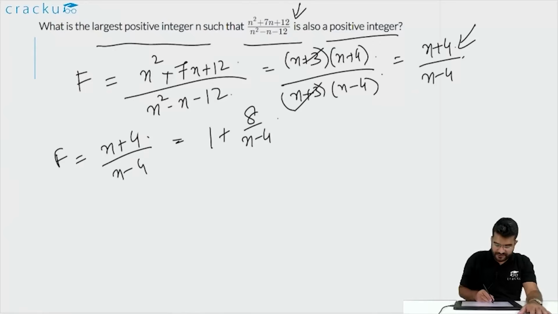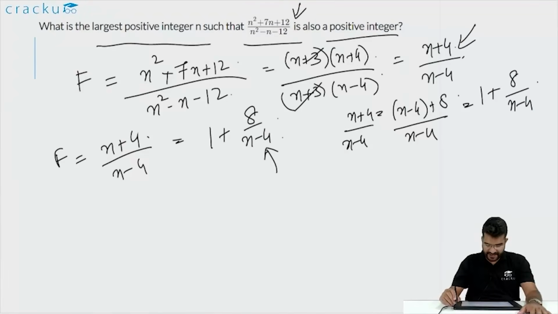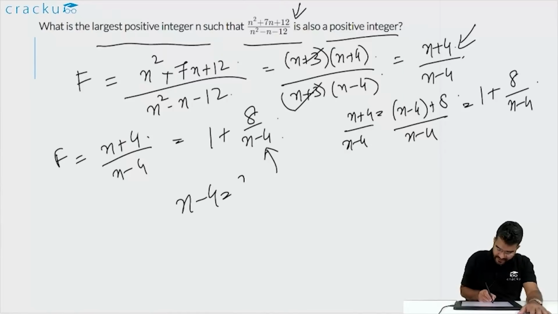How did we come to this conclusion? It is because n plus 4 is actually equal to n minus 4 plus 8. So if you divide n plus 4 by n minus 4, this actually becomes 1 plus 8 by (n minus 4). Now we are required to find out the largest positive integer such that 8 by (n minus 4) is also a positive integer. Now we can easily see that this will happen only when n minus 4 is equal to 8, or n is equal to 12.